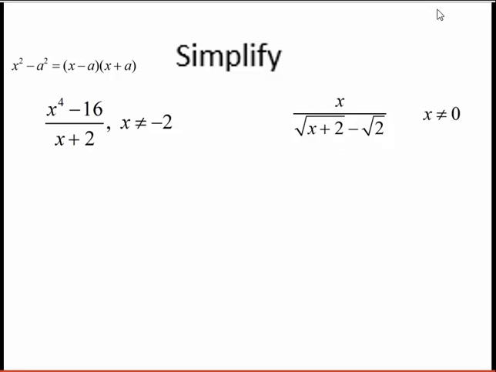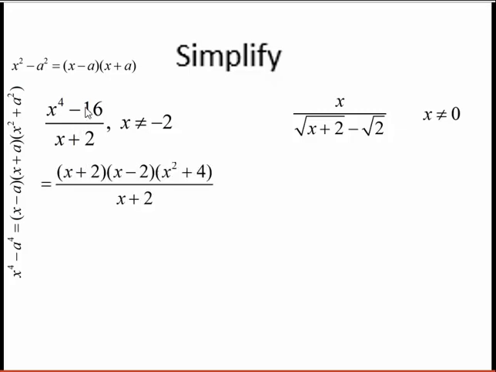So we do first, we know x to the 4 minus a to the 4 can be written as x minus a times x plus a times x squared plus a squared. So first we factor this one, that is giving me x plus 2 times x minus 2 times x squared plus 4 using this formula here. And then x plus 2 we can cancel. So finally we end up with x minus 2 times x squared plus 4.